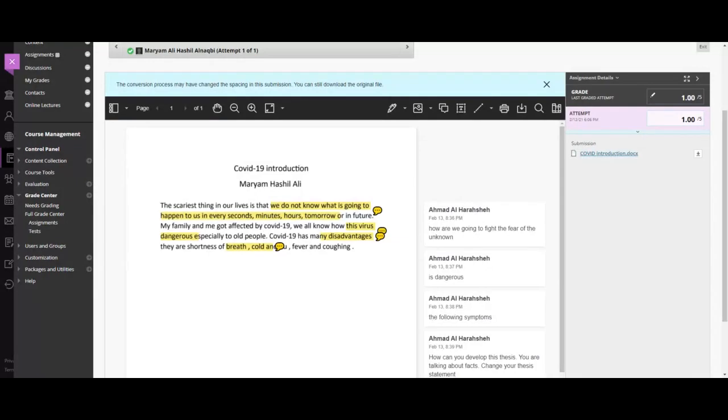Now, my family and me got affected by COVID-19. We all know how this virus is dangerous, especially to old people. Again, yeah, Binti, here, I think there is a problem. You start from the general idea, you must specify, right? But here you are talking about your family. If you'd like to write about your family, you can use this incident, right? Use it as a scenario.